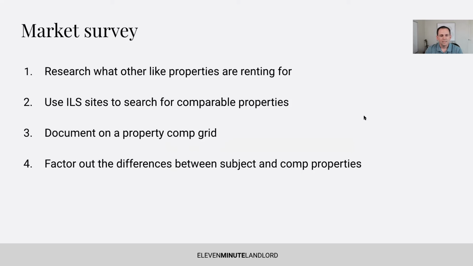Okay, now on market surveys, basically you're researching what other like properties are renting for. You can, again, use those internet listing services to search for comparable properties, which Rent-A-Meter and Zillow and some of those are along those lines. You can then document that on a property comp grid, and what you do is take the variances between the two properties and compare them, and then adjust the rent up or down based on how those stack up against each other.